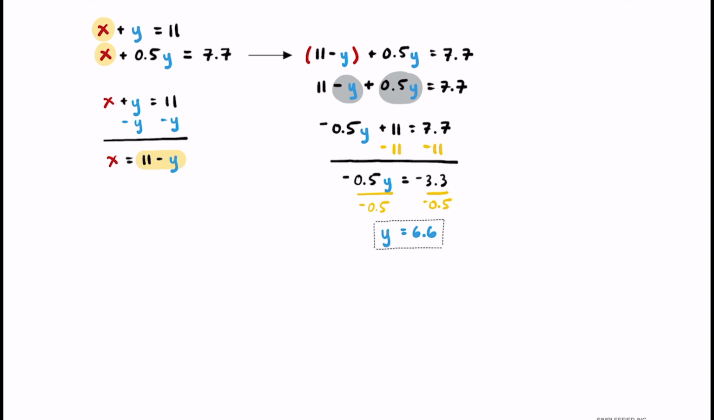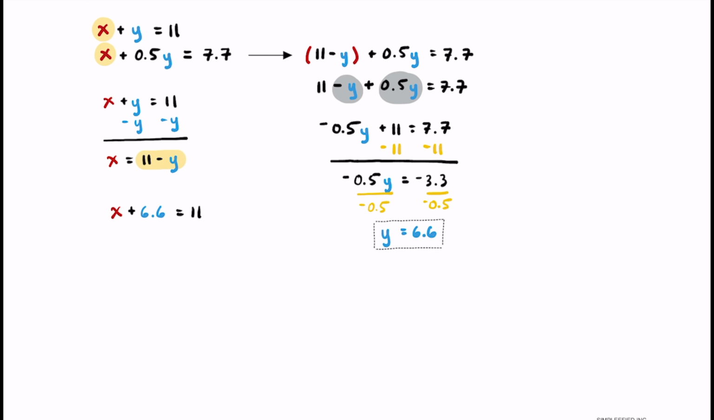That top equation looks a little bit nicer to use, so let's go ahead and swap out that y up here for 6.6. Okay, so I'm going to say x plus this 6.6. I'm just going to write 6.6 since it's positive. Okay, and that's going to equal 11.